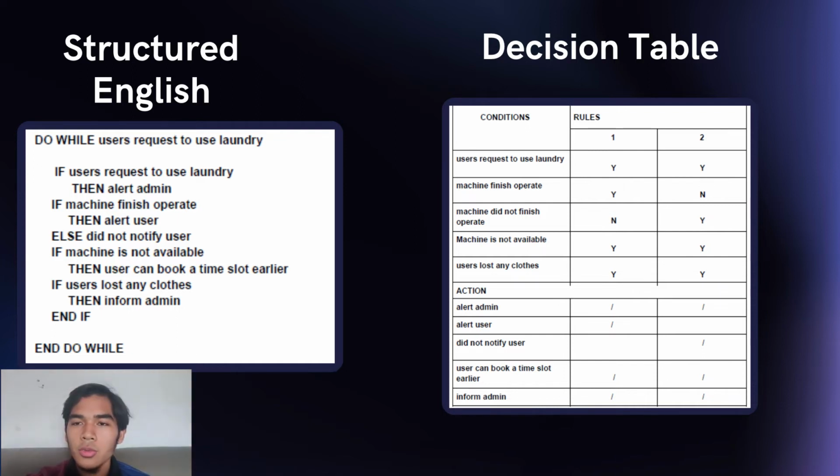Okay, for the rule number 2, we denote Y for user request to use laundry, and we denote N for machine finish operate, and we denote Y for machine did not finish operate. We denote Y for machine is not available, and we denote Y for user lost any clothes. And for the action entries, we mark right for alert admin, we mark right for did not notify user, and we mark right for user can book a time slot earlier, and we mark right for inform admin.